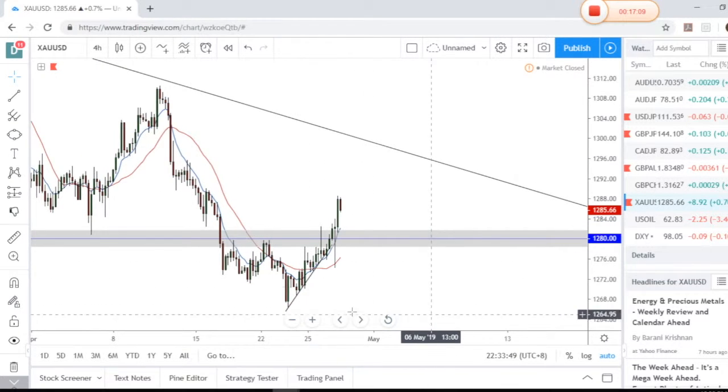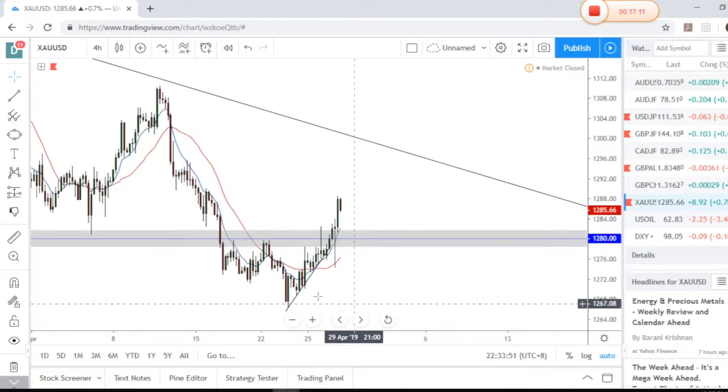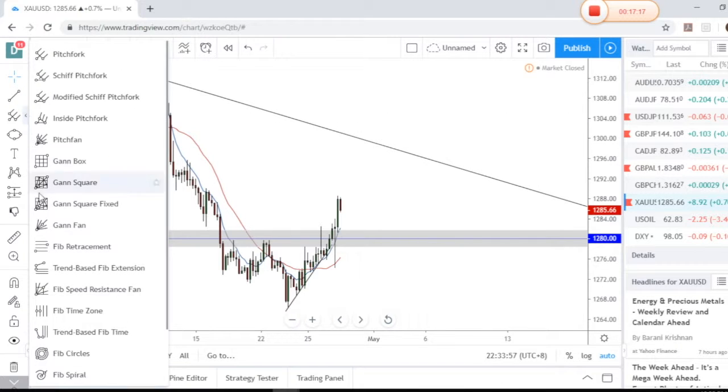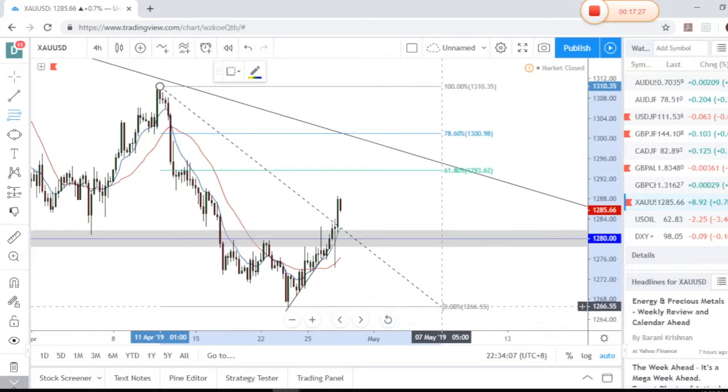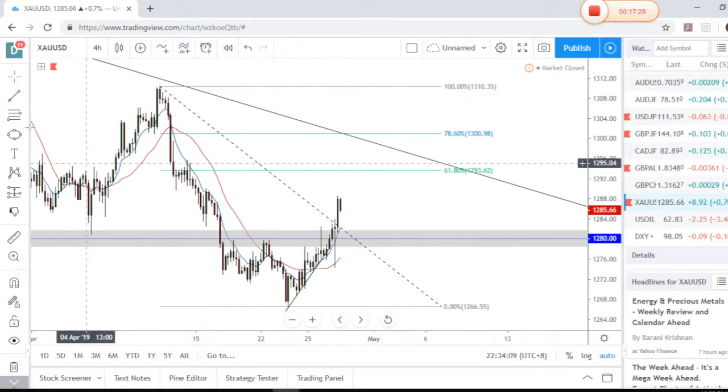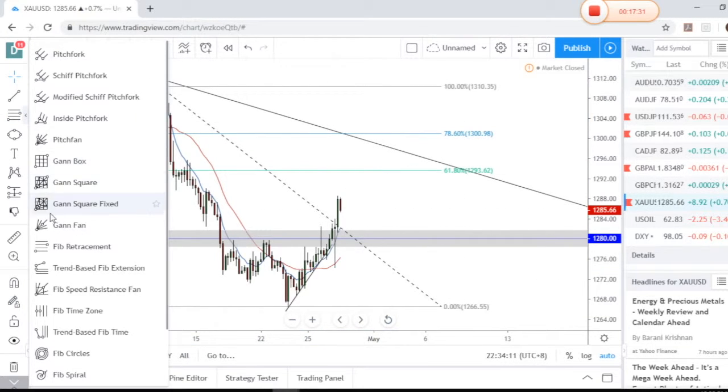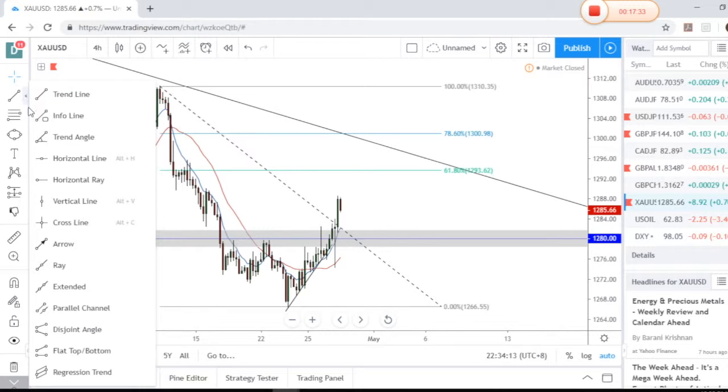Price has already been trading above the 1.280 area. So wait one moment. Fibonacci. I'm going to take it from the swing high to the swing low. This zone right here is going to be my entry level for shorting gold again.